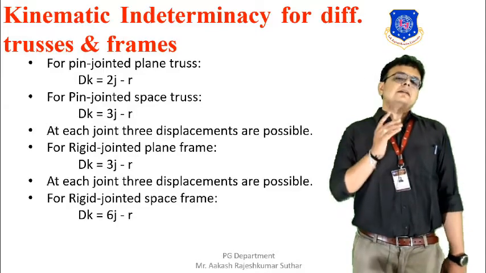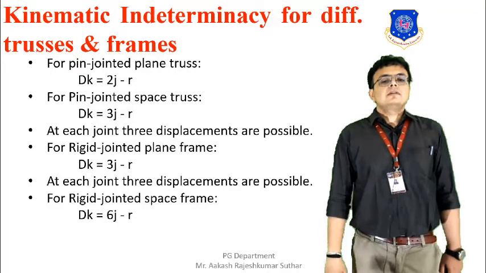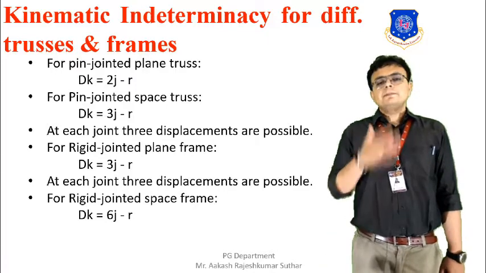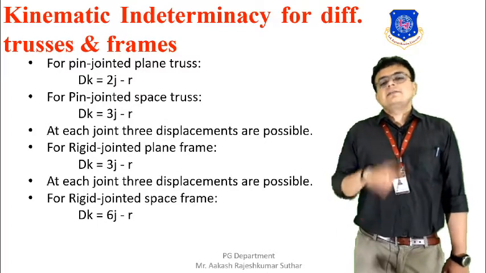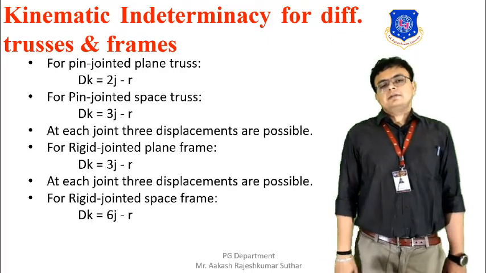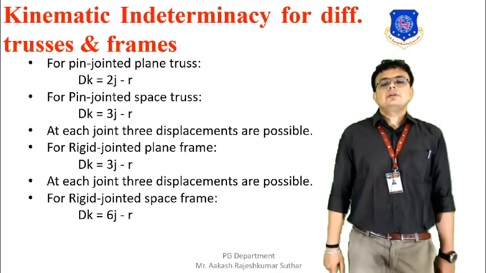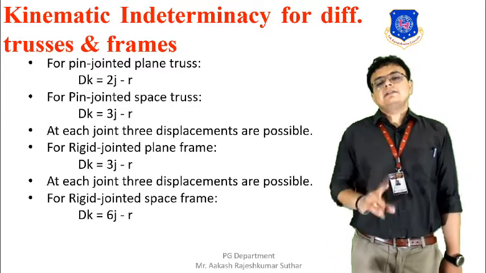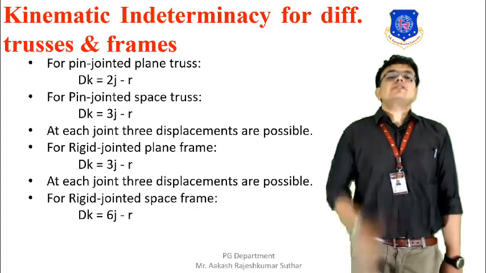Okay, so basically we can say that there are some formulas which have been finalized to find the kinematic indeterminacy of different trusses and frames. So dk here means the degree of kinematic indeterminacy. For a pin jointed plane truss, the dk value will be equal to 2j minus r, that is, 2 into the number of joints minus the conditions of equilibrium that are available. At the same time, for a pin jointed space truss, the formula will be equal to 3j minus r. At each joint, there will be 3 displacements possible.